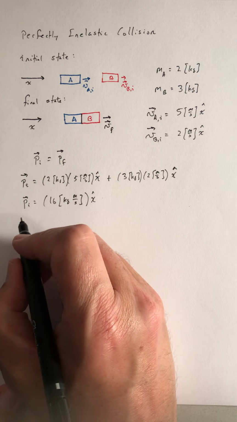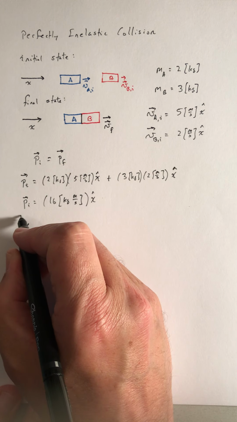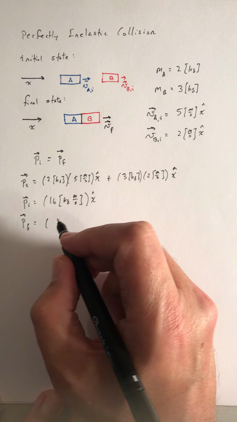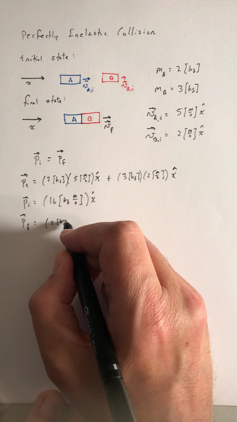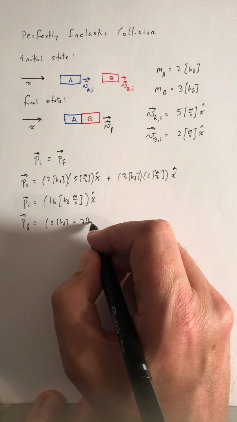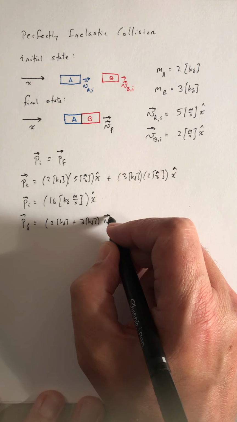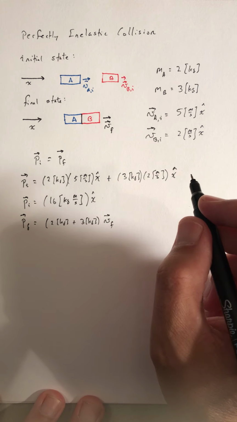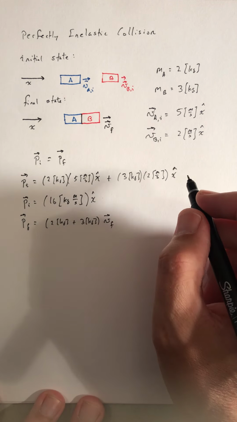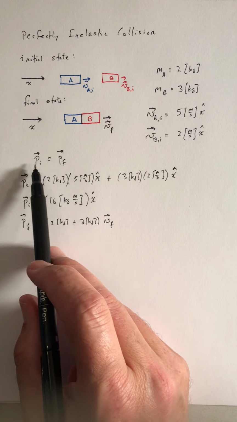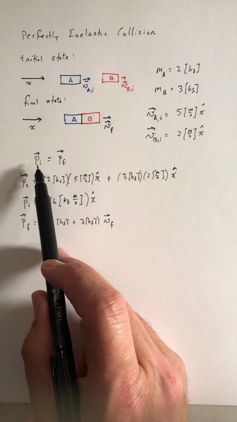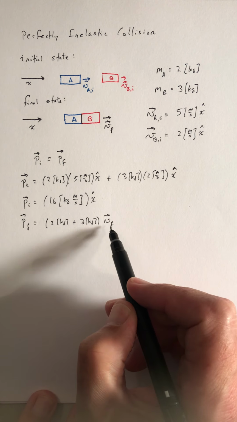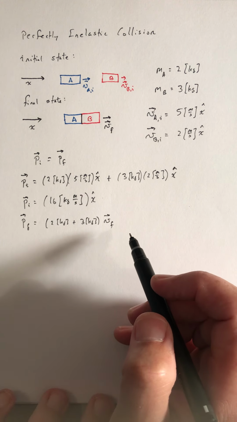The final momentum: I have the two carts stuck together, so it's going to be 2 kilograms plus 3 kilograms, and the unknown final velocity that we want to solve for. So I now know both sides of the conservation of momentum, and I have only one unknown. So we can go ahead and set that up.